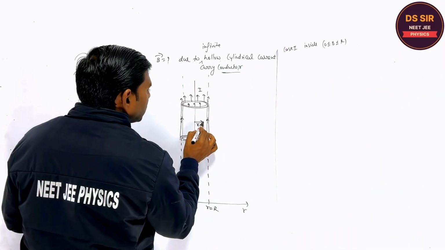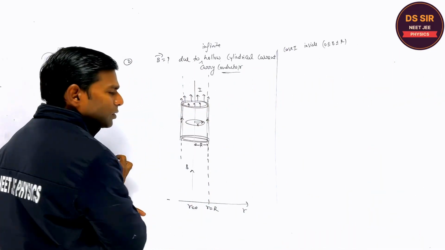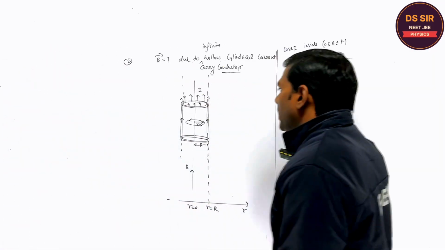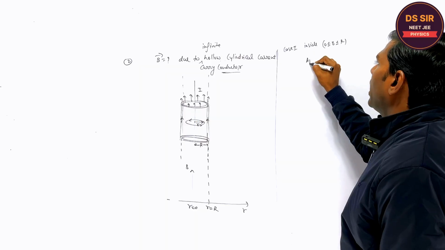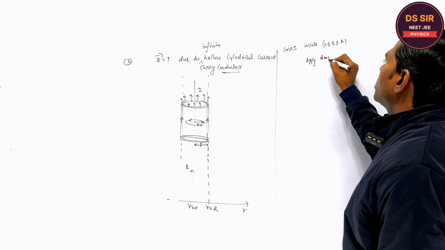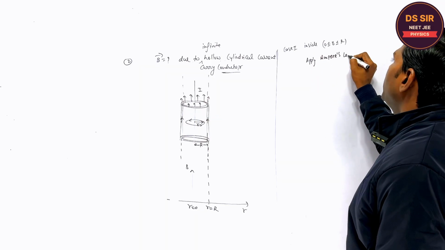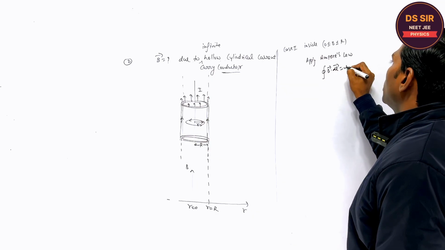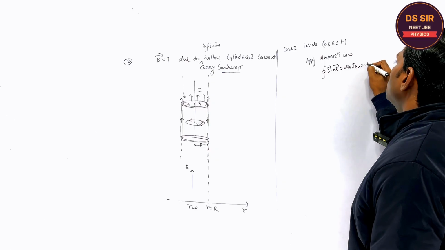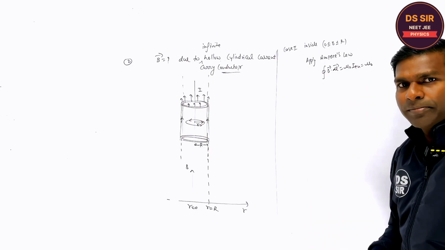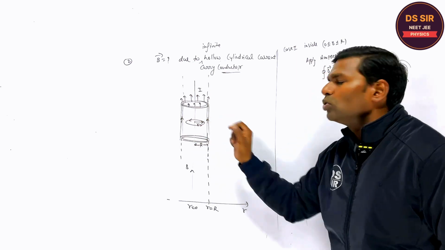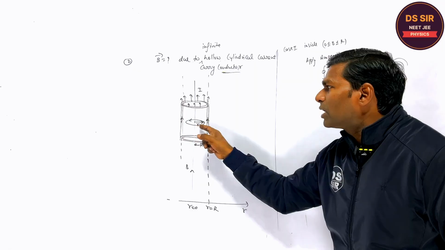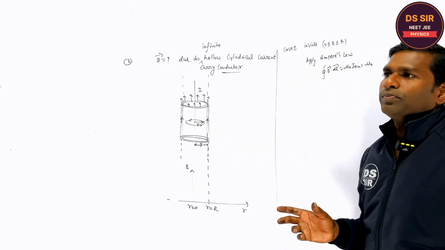You will consider a small Amperian loop, and suppose this is the orientation of the Amperian loop, and you will apply Ampere's law. What is Ampere's law? You tell. Integration of B dot dl is equal to what? Mu naught times current enclosed. Are you getting or not? What is the current enclosed in this loop? No, the current enclosed in this loop is 0.